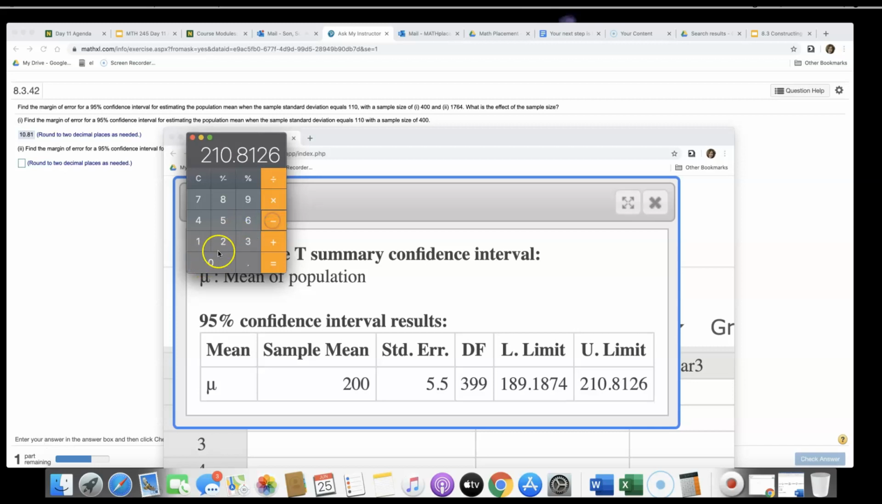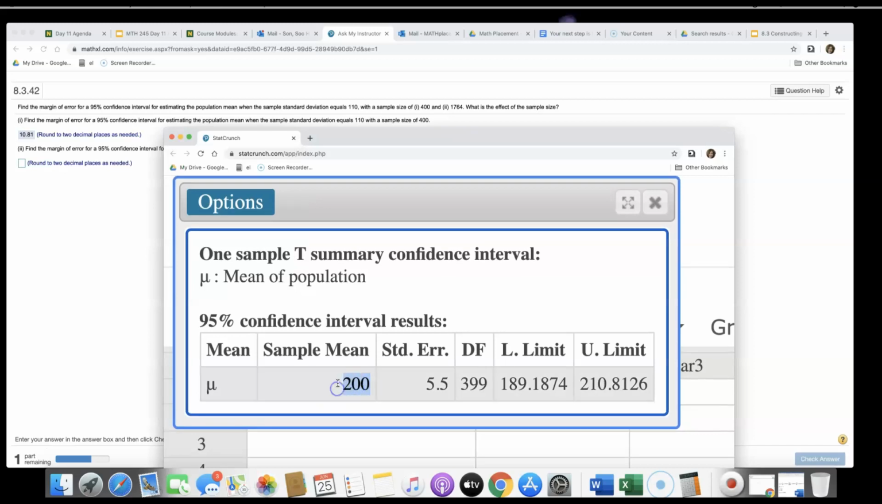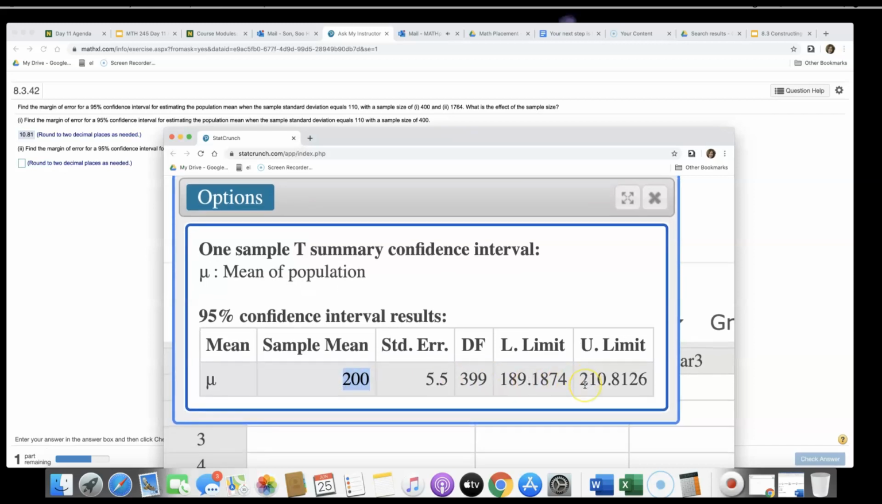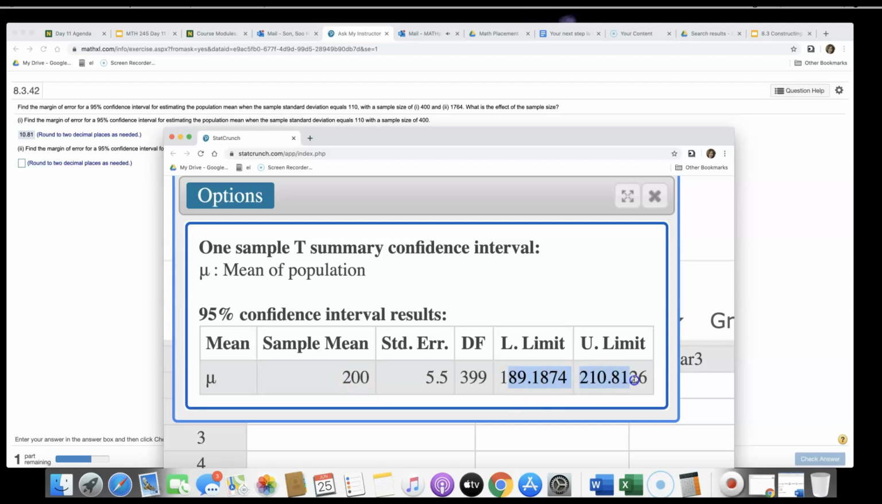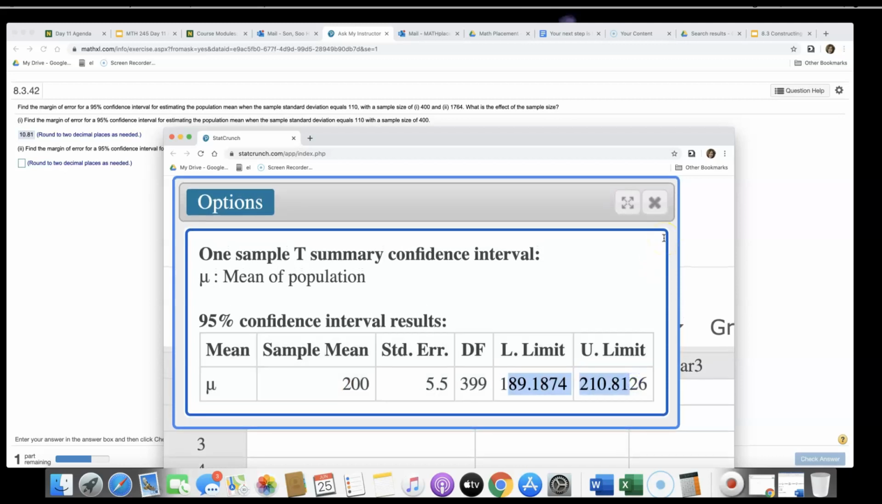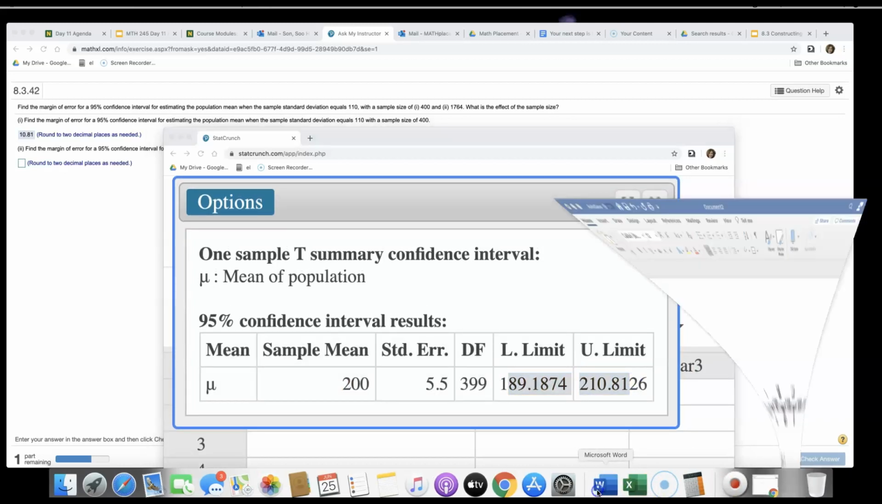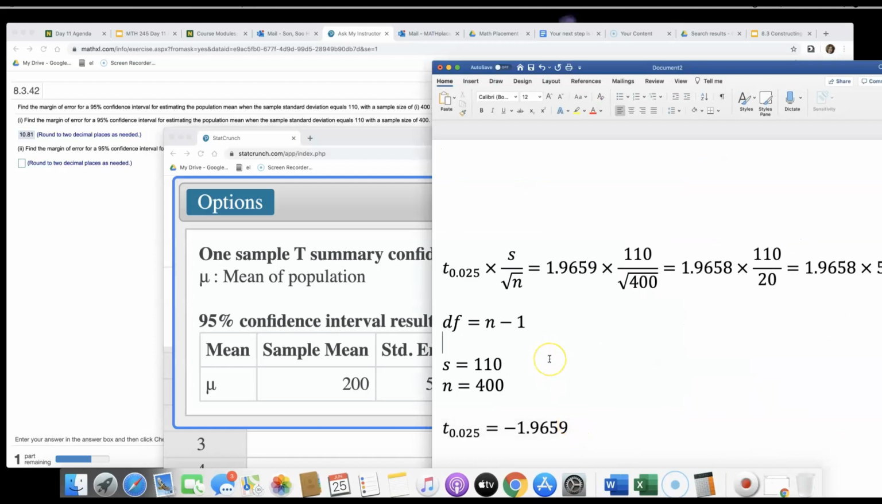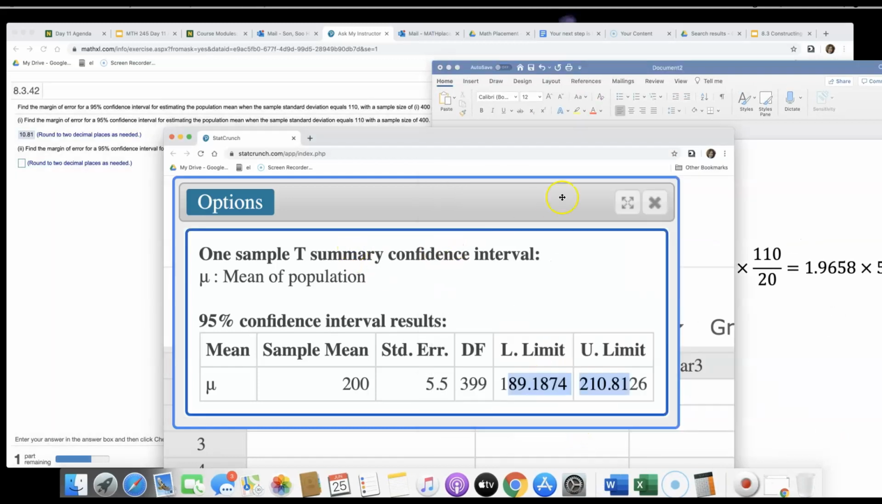210.8126, and let me go ahead and subtract 200, my random sample mean that I just typed up. Guess what? It comes out to be 10.81, right? So what I did was I just picked a random sample mean because all I cared about was the margin of error. And this isn't probably it. But at least the margin of error formula, they don't really care about what the actual sample mean is. So it's like a little trick method, right?